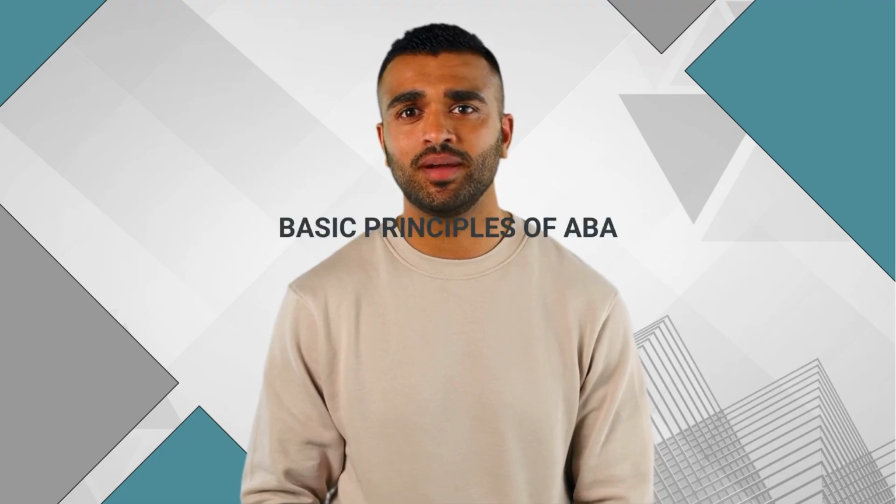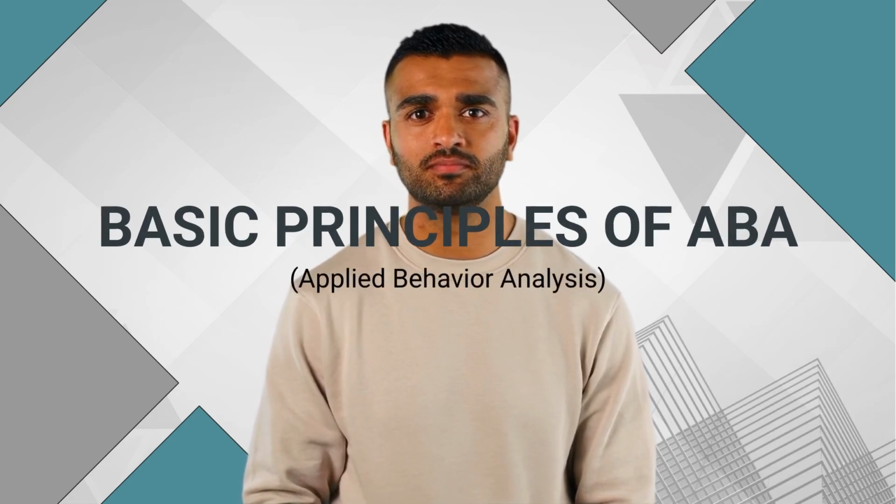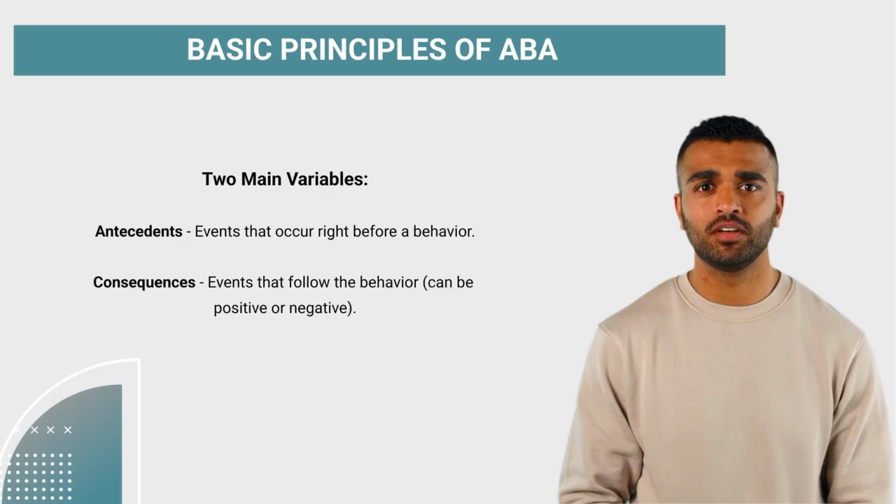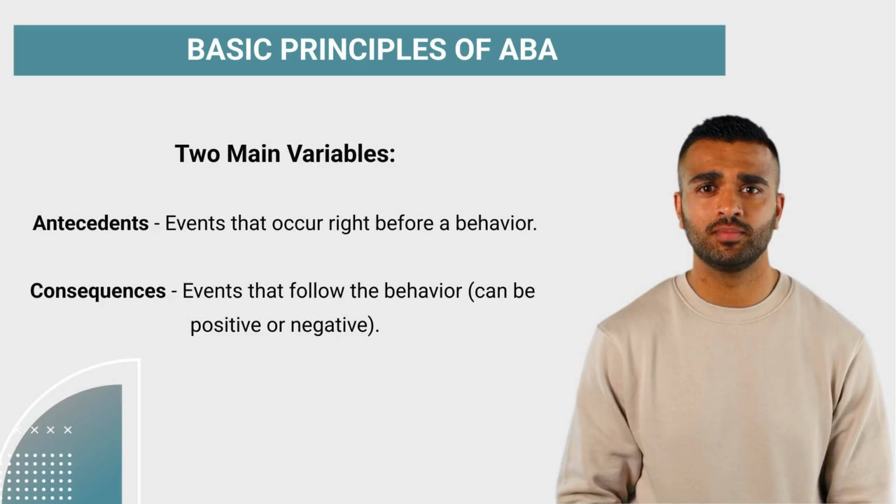Next slide is about the basic principles of ABA. There are two main variables in ABA that must be understood, and they are antecedents and consequences. Antecedents are events that happen right before a behavior takes place, and consequences are the event that follows the behavior. It can either be positive or negative.